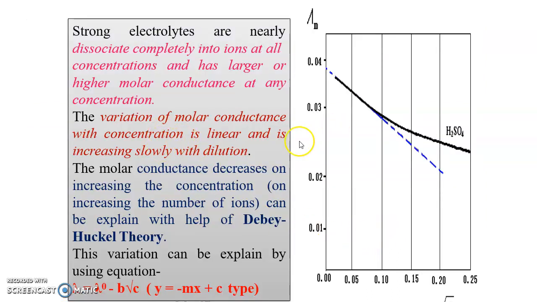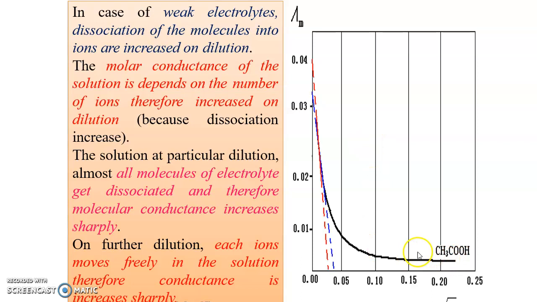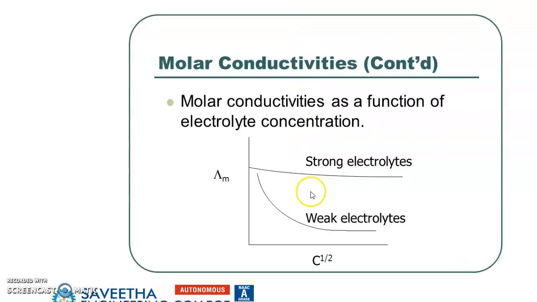In the last lecture, we saw that for strong electrolytes, the conductance varies with concentration and we obtain a straight line, and this could be extrapolated to cut the y-axis, and that value is lambda naught. Whereas for a weak electrolyte, even if we extrapolate, it won't cut the y-axis. So it is impossible for us to determine the lambda naught value.